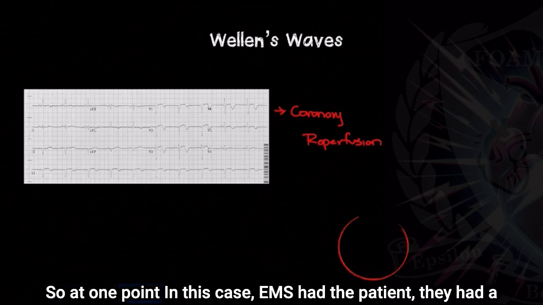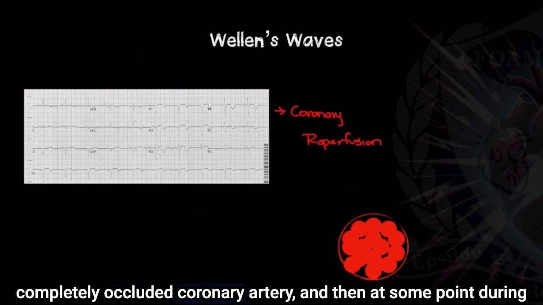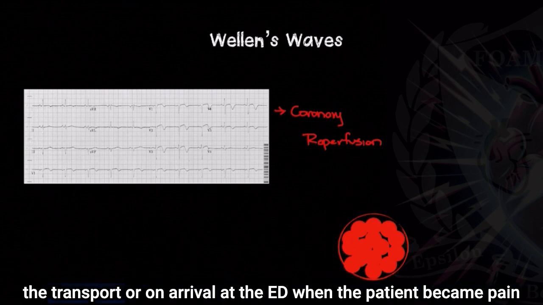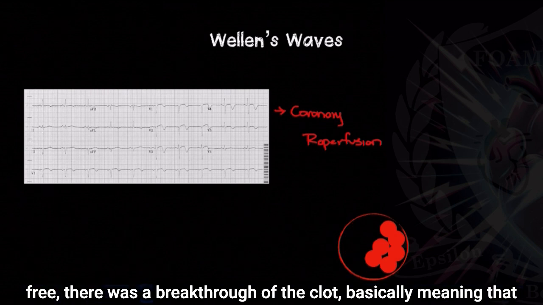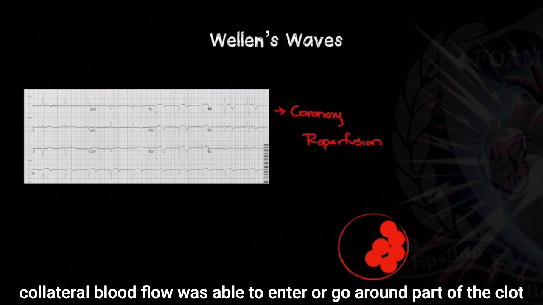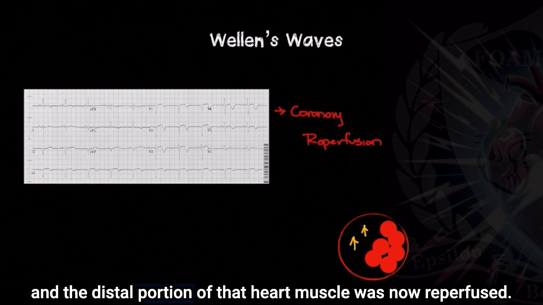So at one point, in this case, when EMS had the patient, they had a completely occluded coronary artery, and then at some point during transport or on arrival at the ED, when the patient became pain-free, there was a breakthrough of the clot, basically meaning that collateral blood flow was able to go around part of the clot, and the distal portion of that heart muscle was now reperfused.